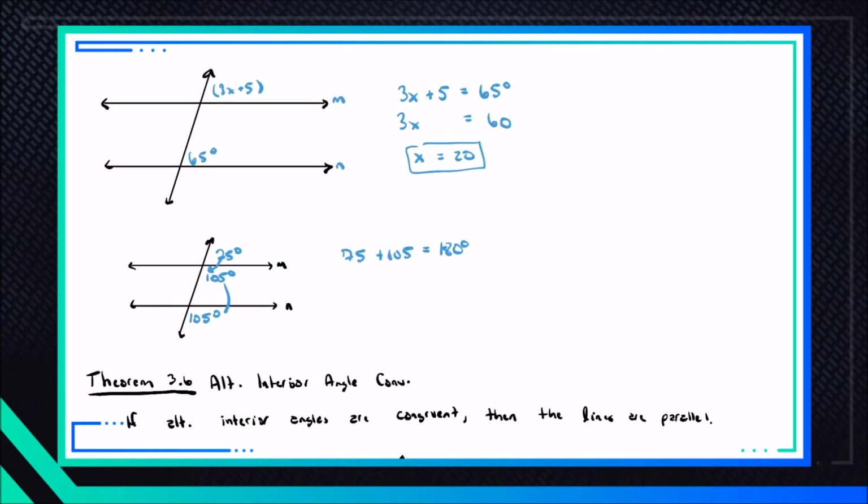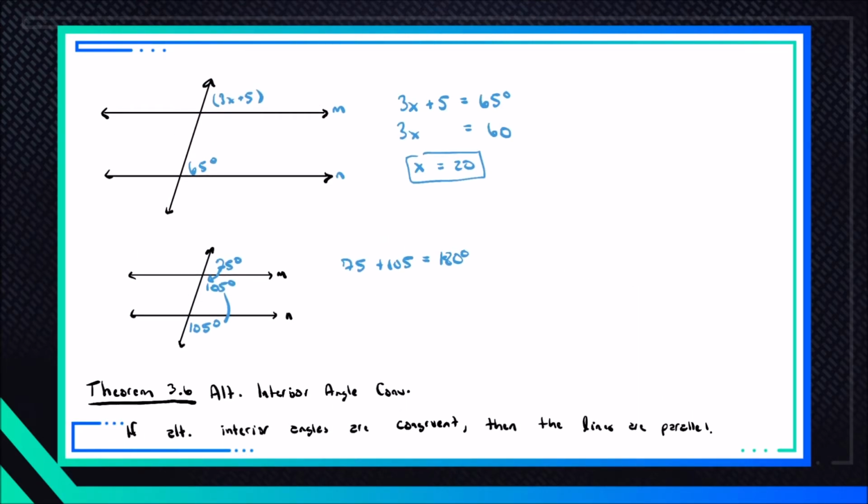So all the examples you'll be doing today are going to be very similar to the ones you just did last section. Basically, find a value of x to make the lines parallel. Last time it said the lines are parallel, find x. This time it says find x to make the lines parallel. Same exact sort of thing.